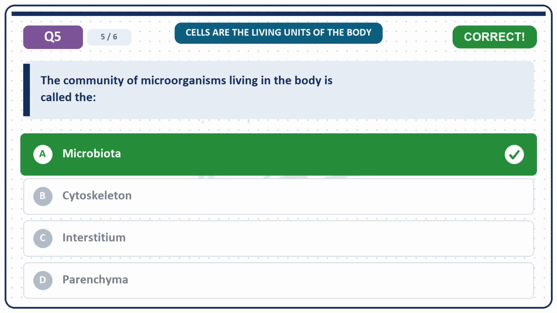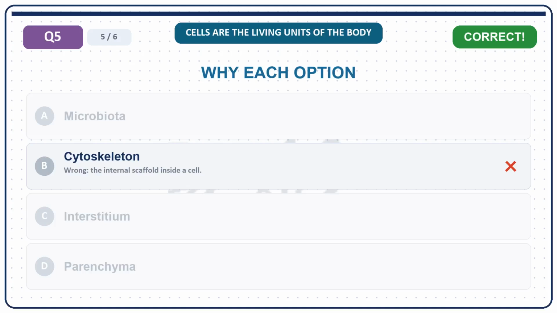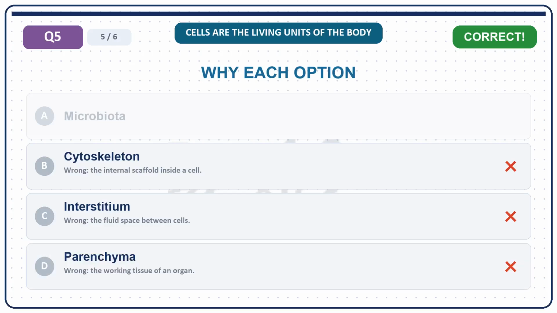Option A, microbiota. That's correct. Now, let's break down each option. Option B, cytoskeleton. This one is wrong, because it is the internal scaffold inside a cell. Option C, interstitium. This one is wrong, because it is the fluid space between cells. Option D, parenchyma. This one is wrong, because it is the working tissue of an organ.